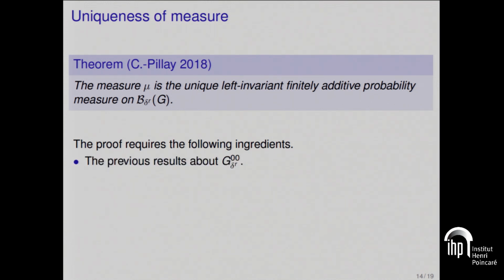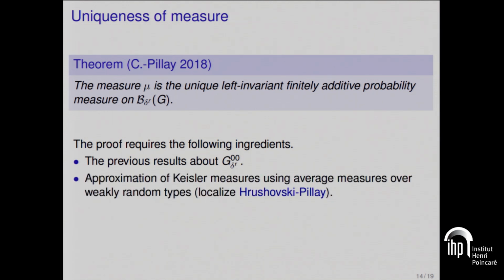Okay, we need the previous results about this G00 delta R, even though it's not making an explicit appearance in the statement, but we use it. We use a standard kind of approximation of Keisler measures using average measures over some notion of a generic type, which in this case is the weakly random types, and you go and localize stuff from Hrušovský-Pillay. So, this is mostly just a shout-out part, giving due acknowledgement.